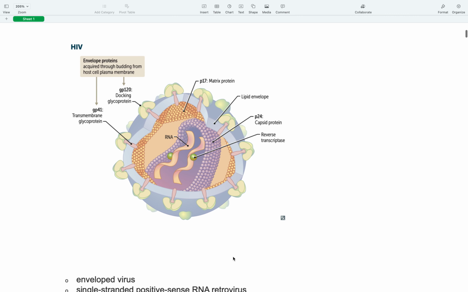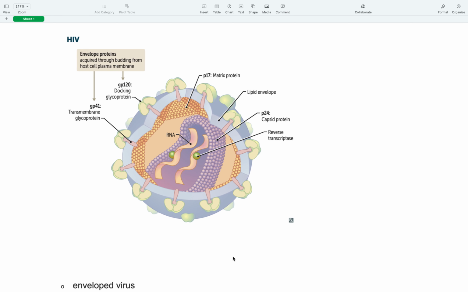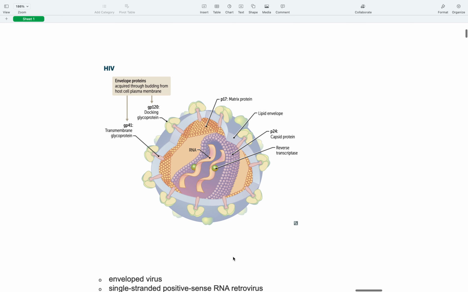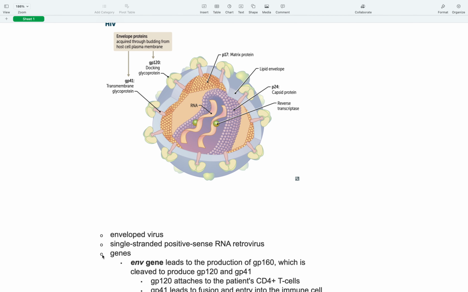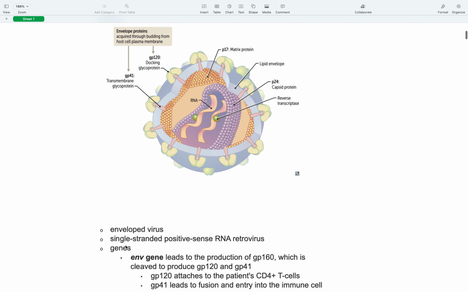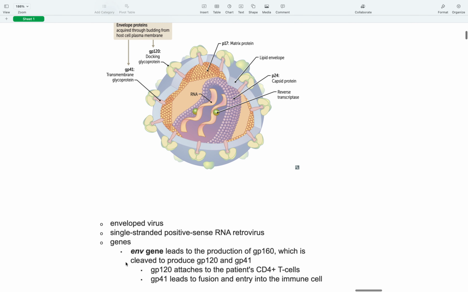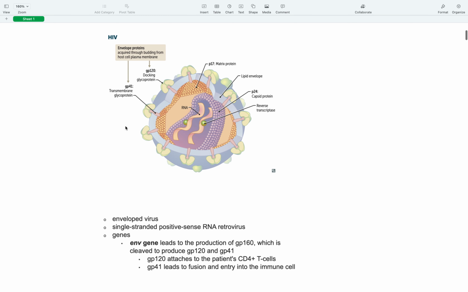So human immunodeficiency virus is composed of certain proteins, and these proteins come from various genes. So we will talk about those very specific genes which lead to the formation of this HIV virus. HIV is an enveloped virus. It is acquired through budding from the host cell plasma membrane. And this enveloped virus consists of a single-stranded positive sense RNA retrovirus.